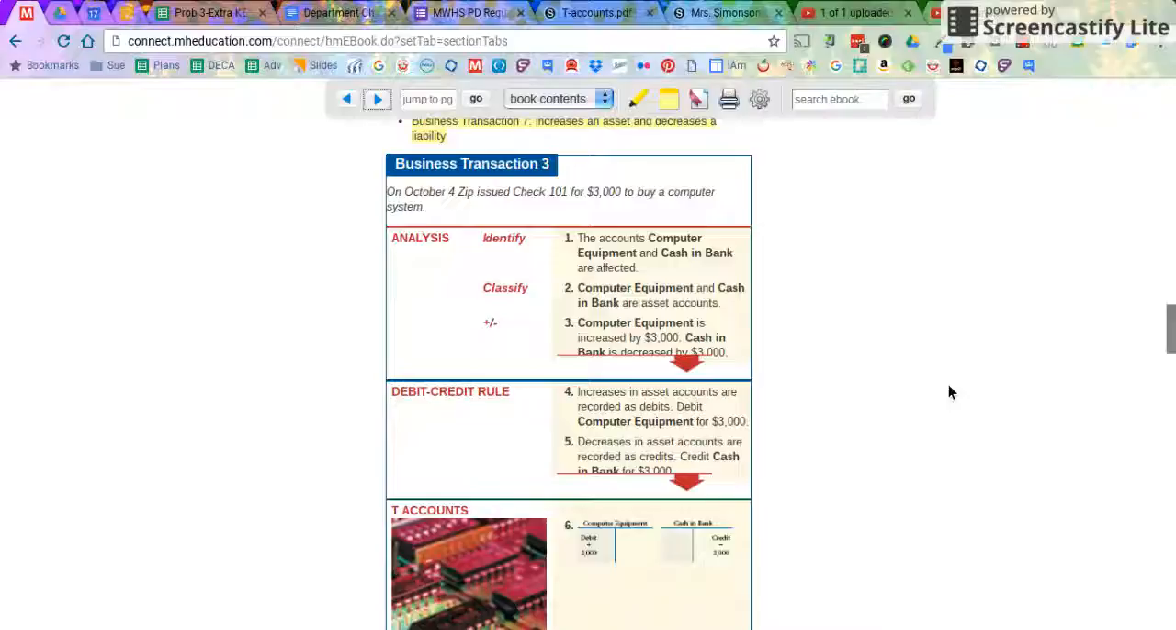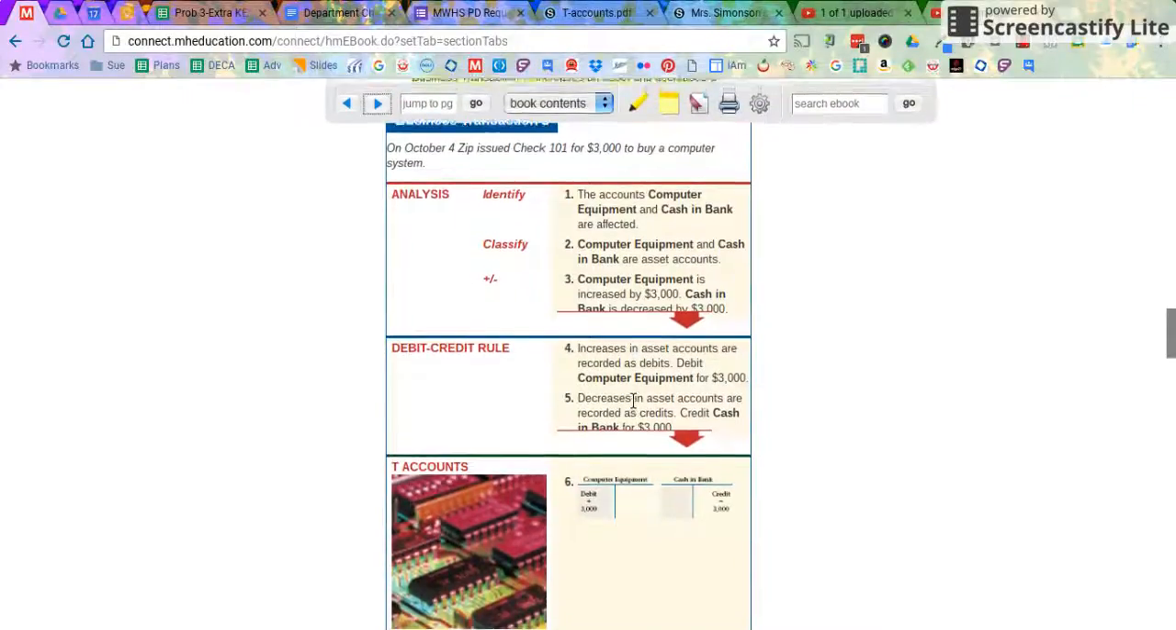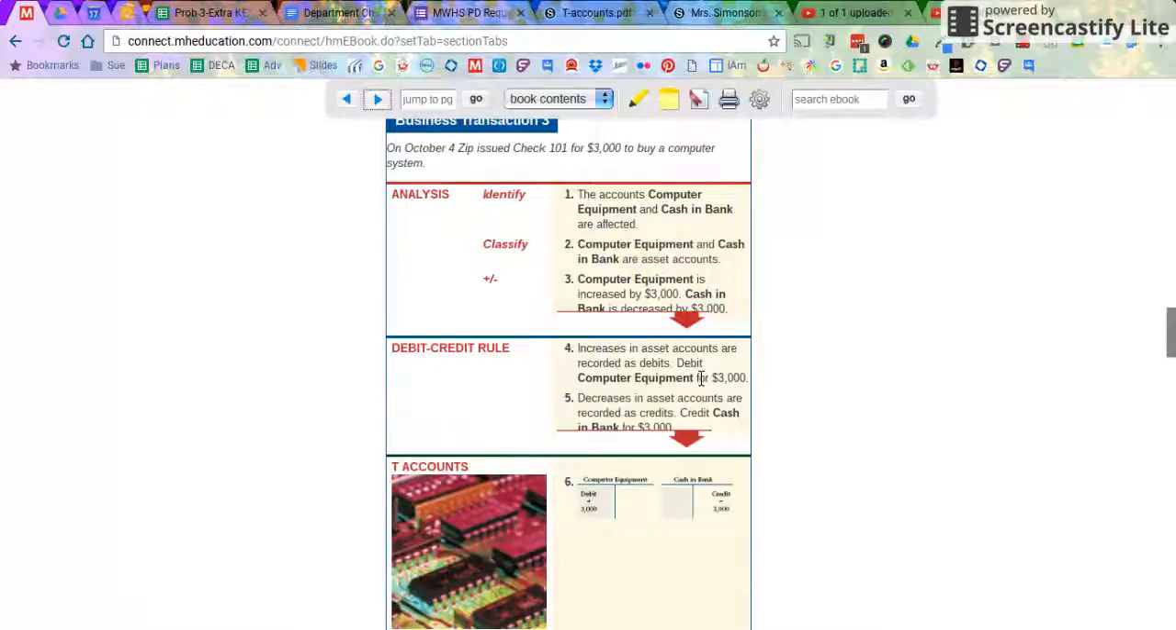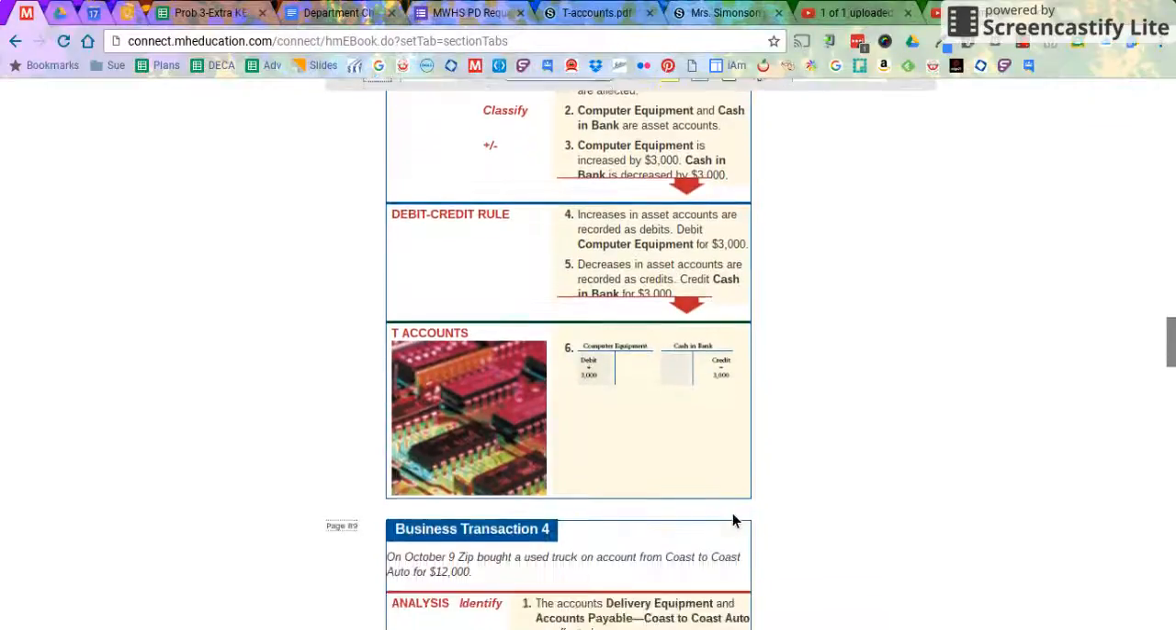So we're going to issue a check to buy a computer. So we have computer equipment and cash. Both are assets. Computer equipment is going up, it's increasing, and cash is going down because we wrote a check. Increases to assets are a debit, so we're going to debit computer equipment on the left. Decreases to assets are a credit, so we're going to credit cash on the right. It doesn't matter that it's a normal balance side over here, it's a decrease, so it's on the credit side.